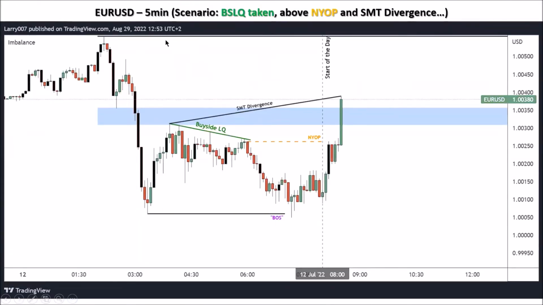So here we go in the 5-minute chart. You see the sell side liquidity has been taken and we induced people to sell all along there. So I rarely trade before 8. That's why I put the start of the day at 8. And you have the New York Open. We will see how I use it and why it is important in my analysis.